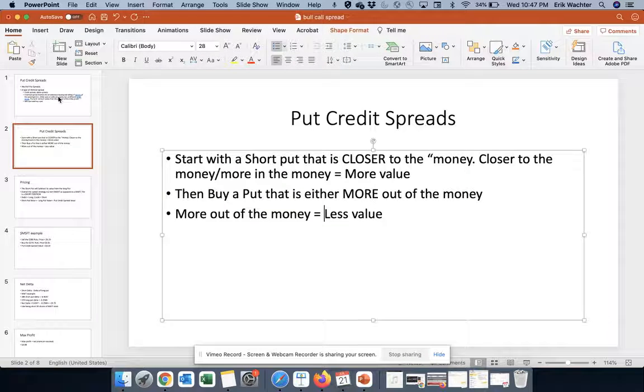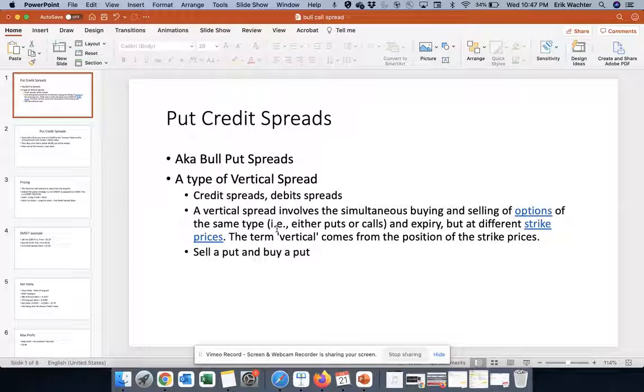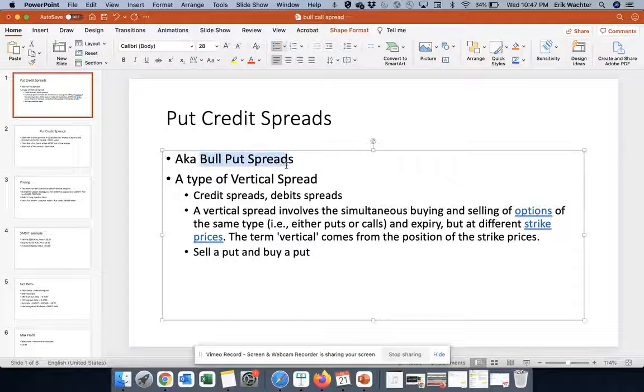Today we're going to talk about put credit spreads. So what is a put credit spread? Another name for a put credit spread is a bull put spread, and I'll tell you why. Basically, if you're selling put credit spreads, you want the stock to go up. We'll talk a little more about that.